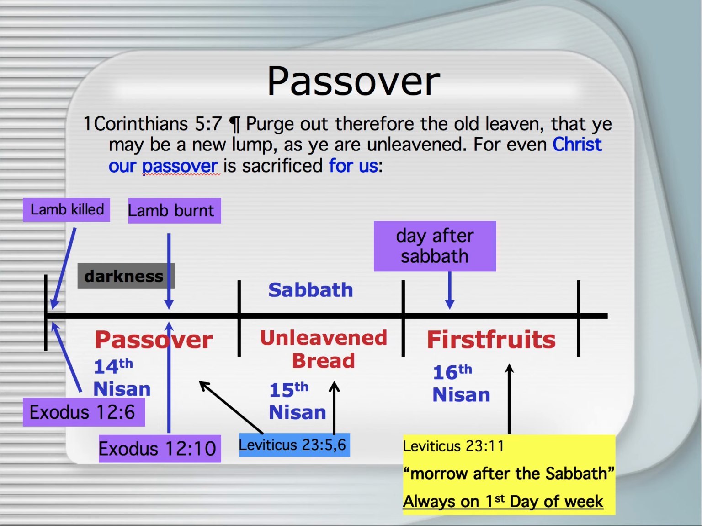I've highlighted "for us" there because the modern versions miss out "for us." Christ, our Passover, was sacrificed for us. And this death of Christ is exactly at the time when the Passover lamb was being sacrificed in the temple.